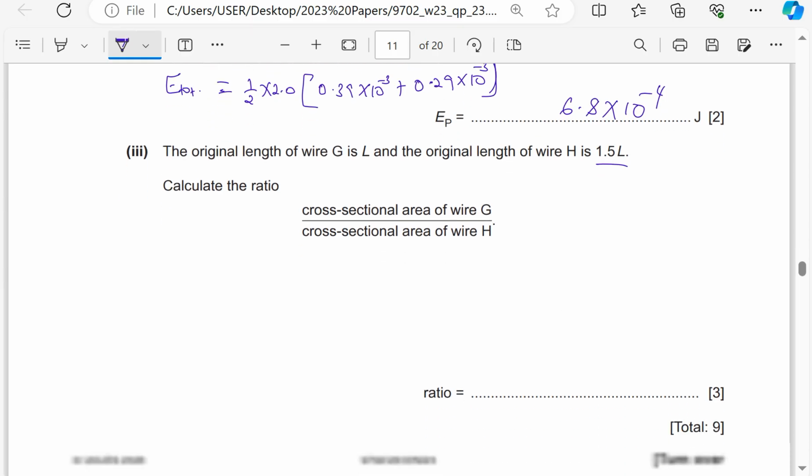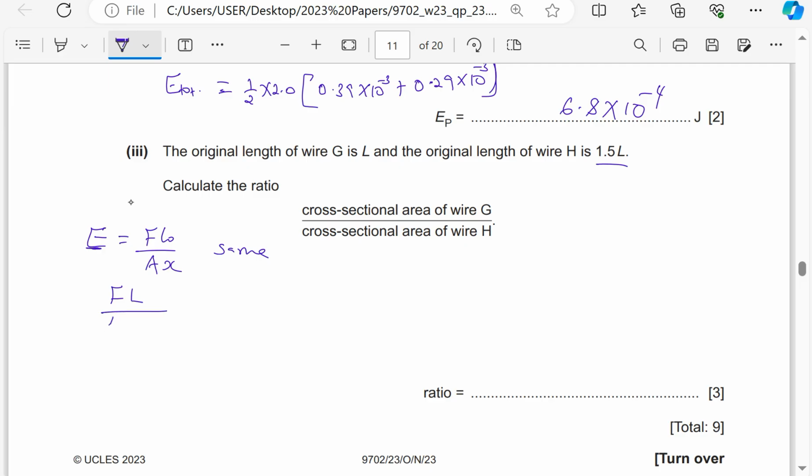The original length of the wire G is L and the original length of wire H is 1.5 L. Calculate the ratio cross-sectional area of wire G over cross-sectional area of wire H. So since they are made from the same material, the Young modulus is the same. Young modulus is equal to F L naught over AX. This E is not energy, it is Young modulus. But Young modulus is the same. So I would say for wire G, its Young modulus, F is the same. They have the same length, which is L.